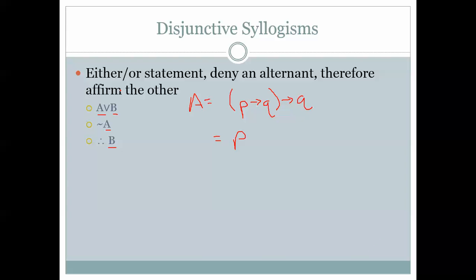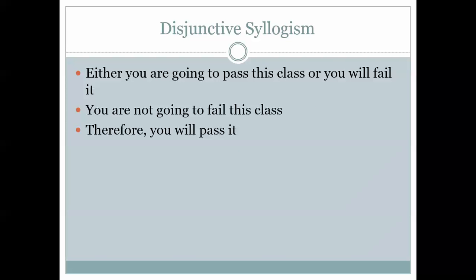So A or B, and we say at least one of them is true. That means if you know that one of them is false, the other one must be the true one. So A or B, the way to get a conclusion out of that is to say not A, or not B, and then you get the other one is true. Therefore, not A, therefore B, or not B, therefore A. That is a disjunctive syllogism. Here's an example. Either you're going to pass this class or you will fail it. So there are two options. You're not going to fail this class, so not this one. Therefore, you will pass it.